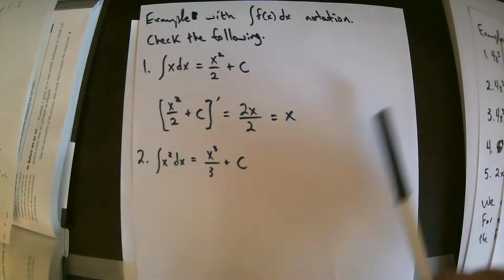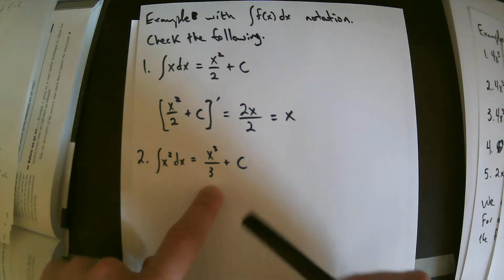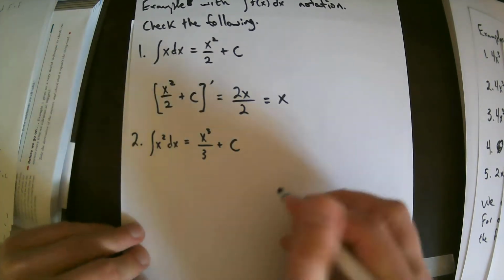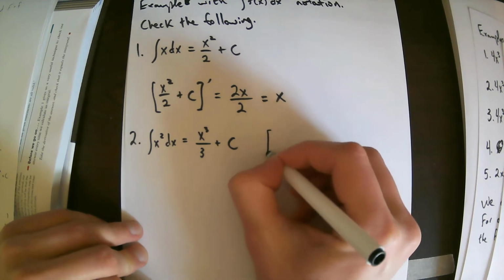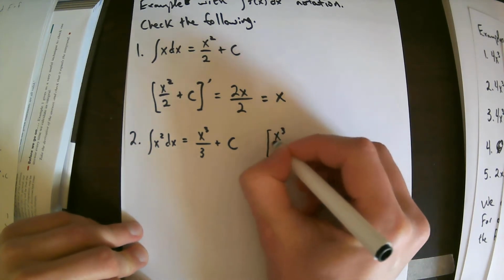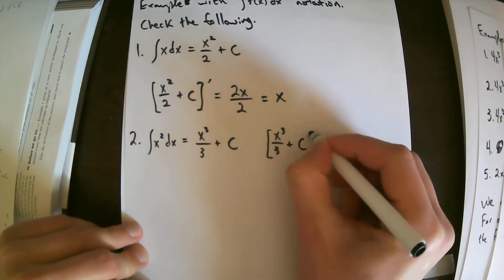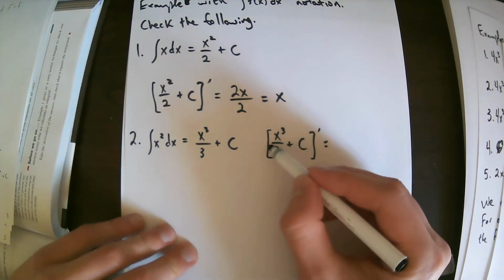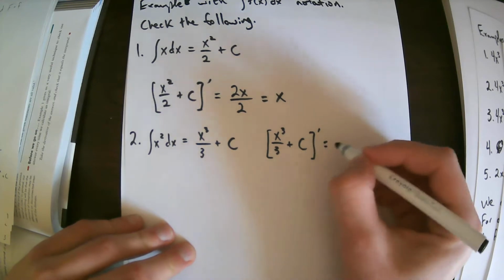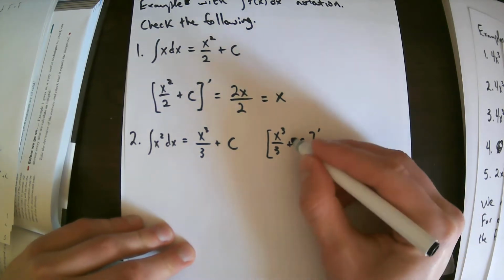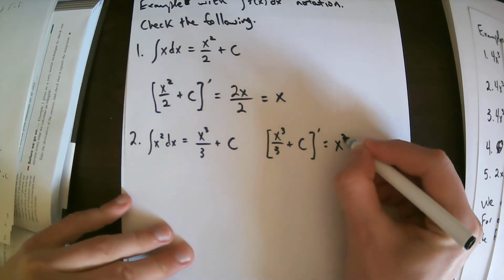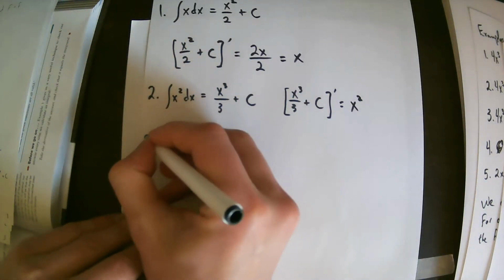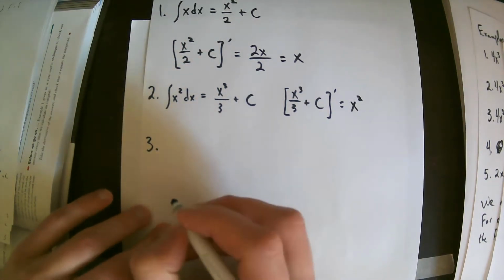Okay, so we want to confirm that this is the collection of antiderivatives for x squared. So I'll take the derivative, and I'm getting, let's see, drop the 3, the 3's will cancel, the c goes away, the constant goes away, and I am in fact just left with x squared.